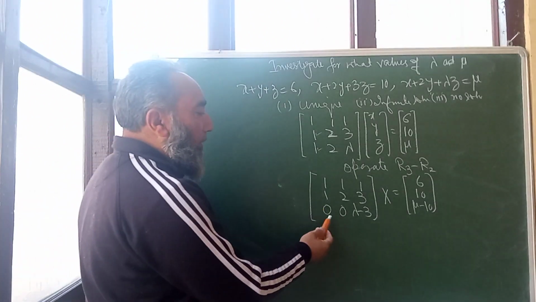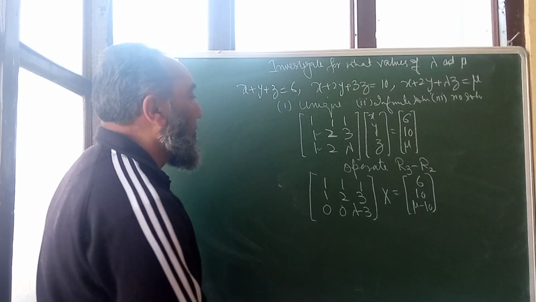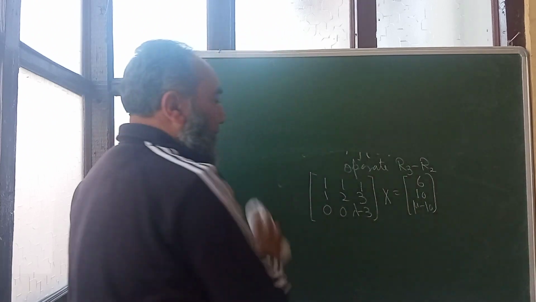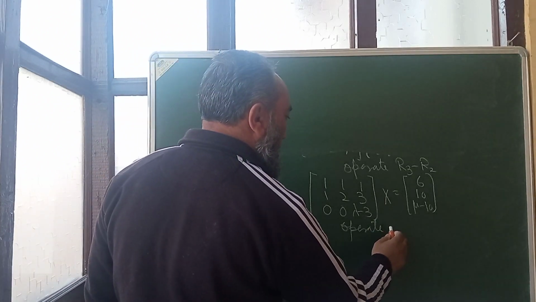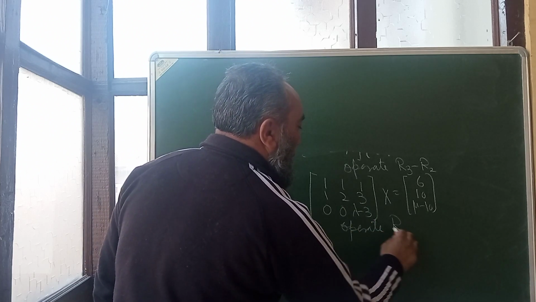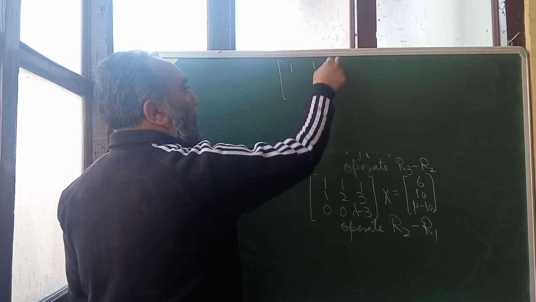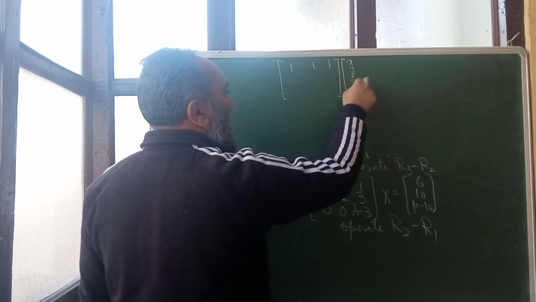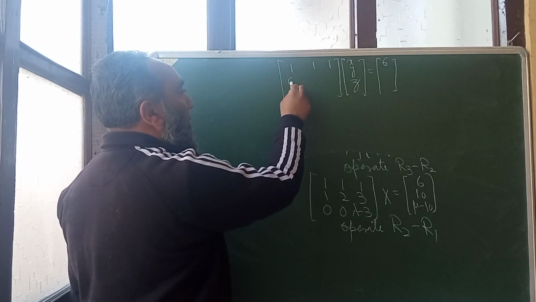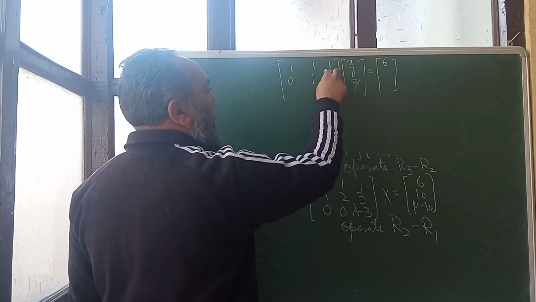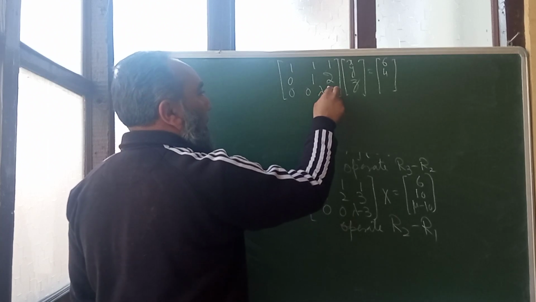Fine. Now again I can make this one 0 with the help of this. This is a diagonal element, we cannot make this equal to 0. So let me operate row 2 minus row 1. What I will get? 1, 1, 1, this is x, this is 6. Now row 2 minus row 1: 1 minus 1 is 0, 2 minus 1 is 1, 3 minus 1 is 2, and this is 10 minus 6, it is 4. Then row 3 is as it is: 0, 0, lambda minus 3 and mu minus 10.